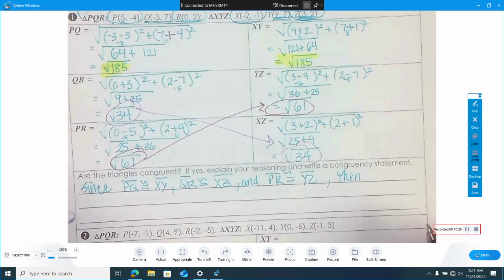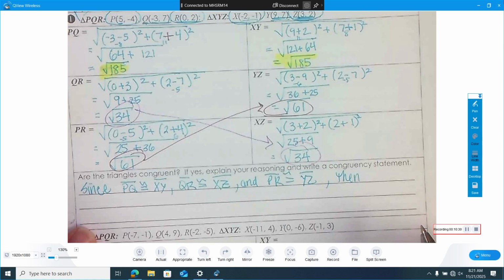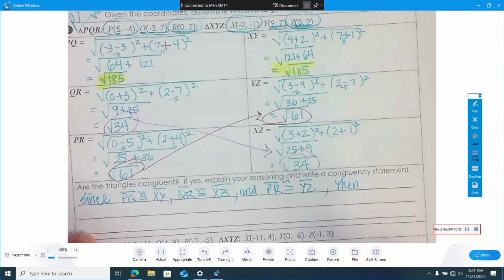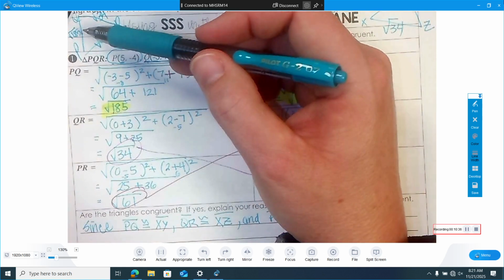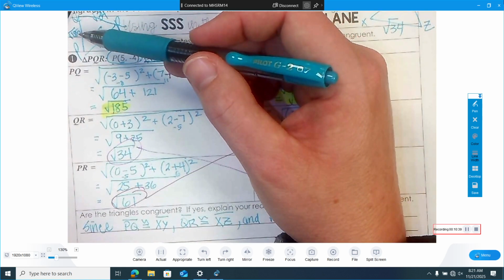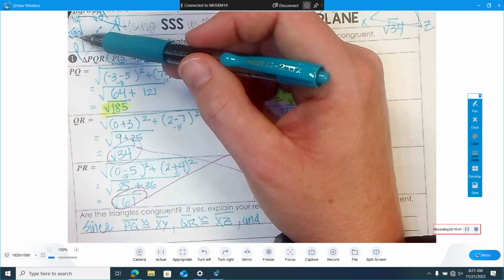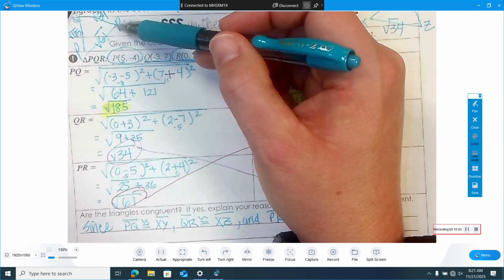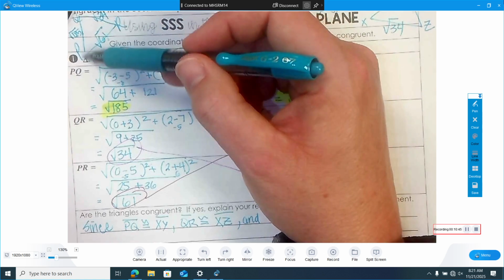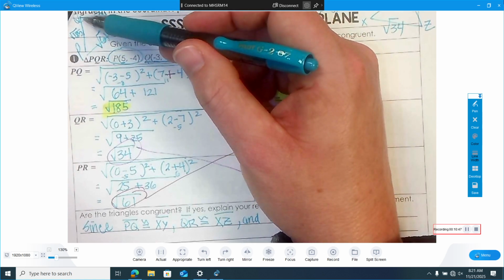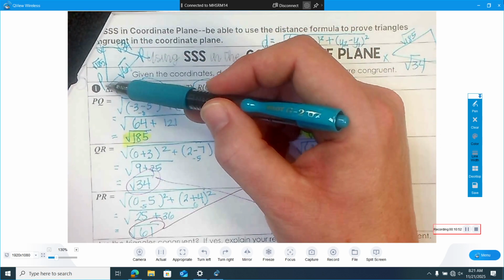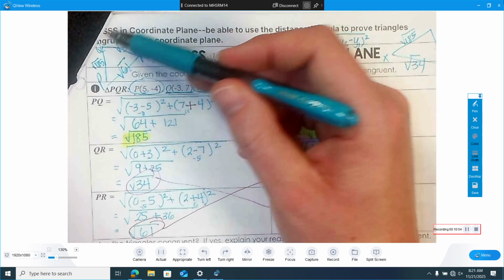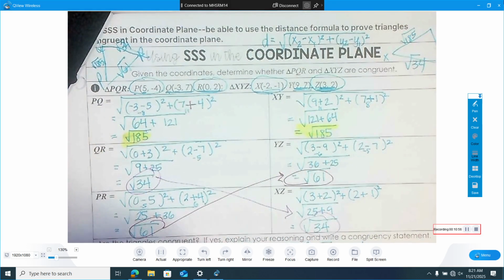Then our triangles. What are our triangles? Let's see. So if I do it this way, P and then Q and then R. So I'm doing the radical 185 side first. So P, Q, R. So I'm going P, Q, R, radical 185 to radical 34. So triangle PQR is congruent to.